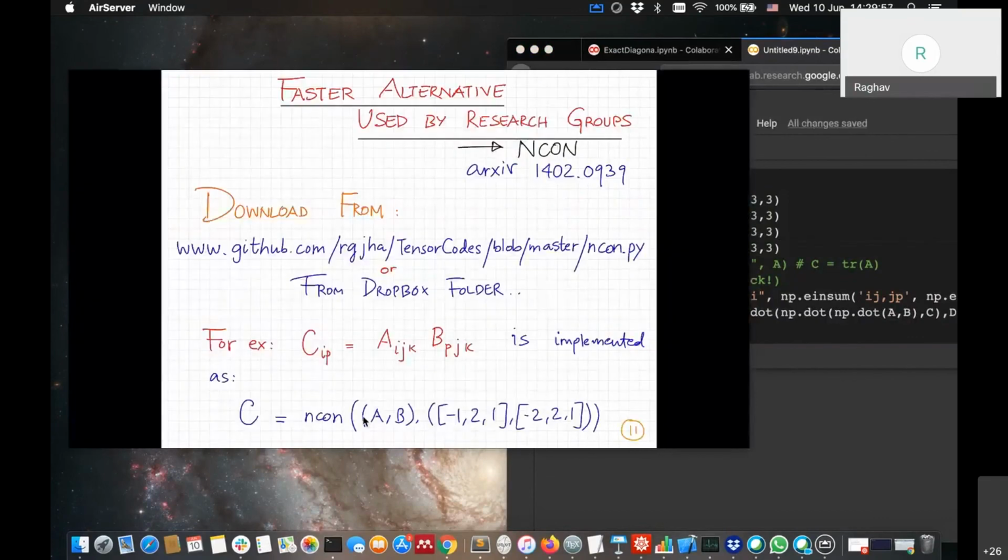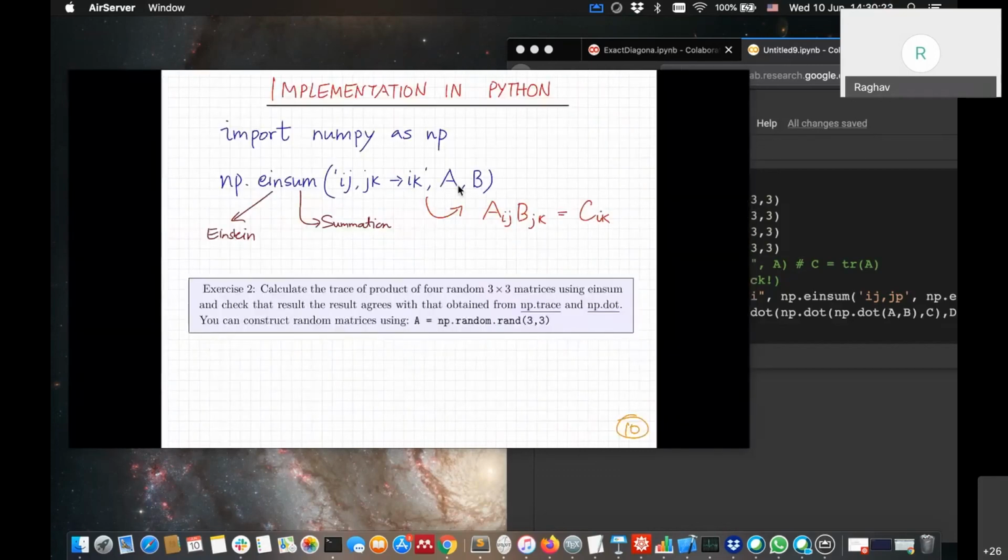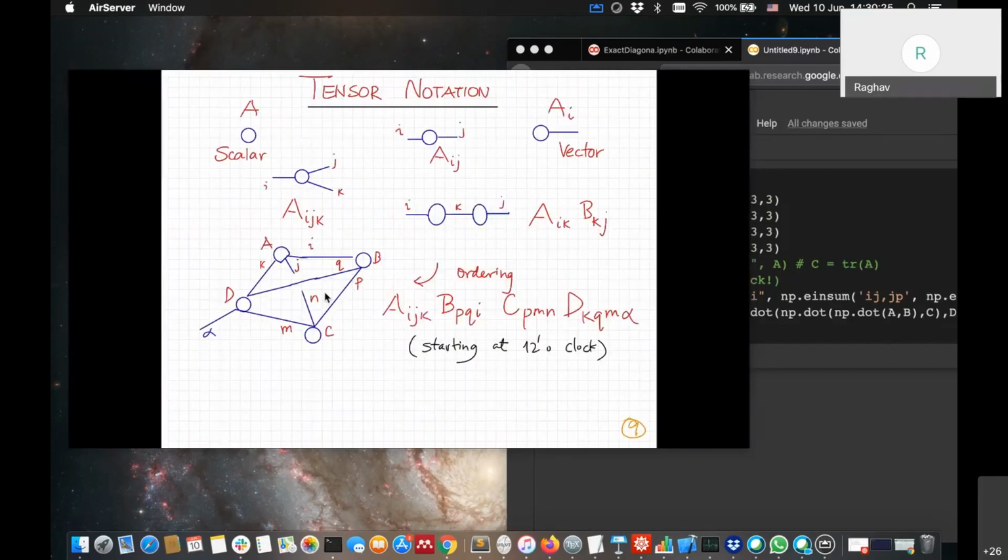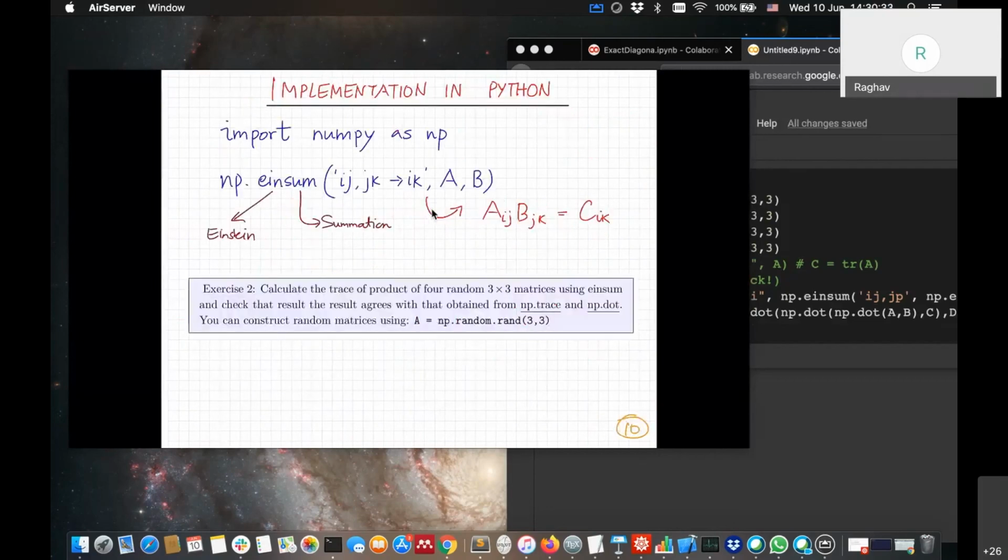Okay, so what are the faster alternatives we want to use? The faster alternatives which most of the research groups use, and which we use when we write papers, is something called NCON. NCON is a specially written routine for these tensor network contractions. NCON stands for N for network and CON for contractor, so this is a network contractor. So what is a network? A network is something which I showed you before. For example, this is a network, right? You want to contract this network. How do you do it? You use NCON. So that is what NCON is going to do.